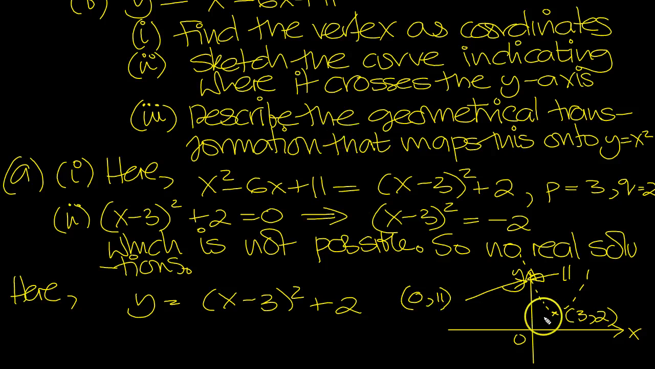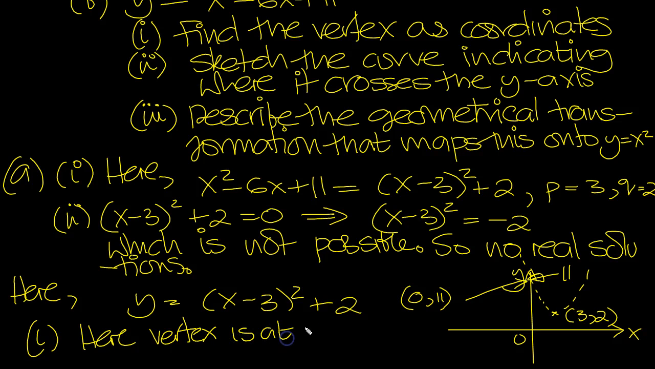So, okay. So basically, the vertex would be at 3 and 2. Find the vertex as coordinates. So here, vertex is at 3 and 2. Okay, and then what do we do to make it go to the curve? Describe the geometrical transformation.